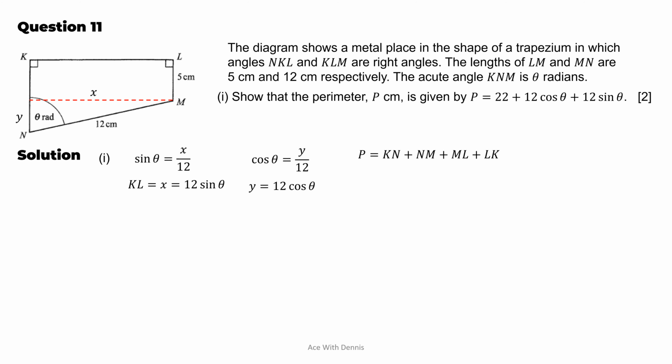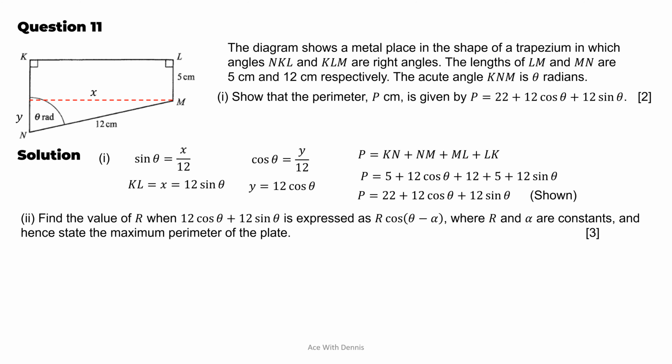So now I want to find the perimeter, which is KN plus NM plus ML plus LK. KN is 5 plus 12 cosine theta, NM is 12, ML is 5, and LK is 12 sine theta. Then we simplify, we get P equals 22 plus 12 cosine theta plus 12 sine theta. Hence shown.